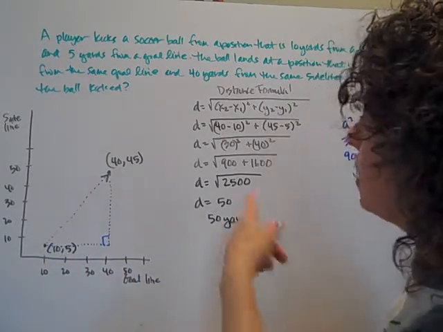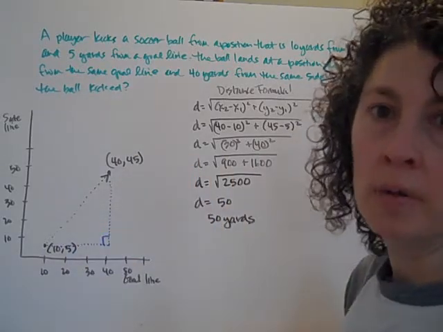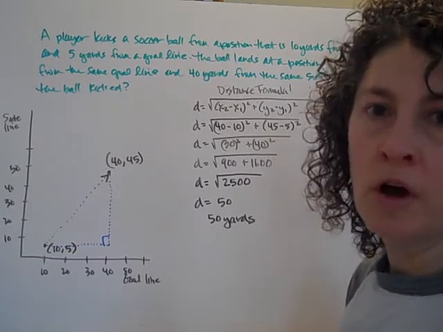So two different ways to work around this. Here's how your distance formula works. And then another way is by actually drawing the right triangle. So some real-world problems involving the distance formula.